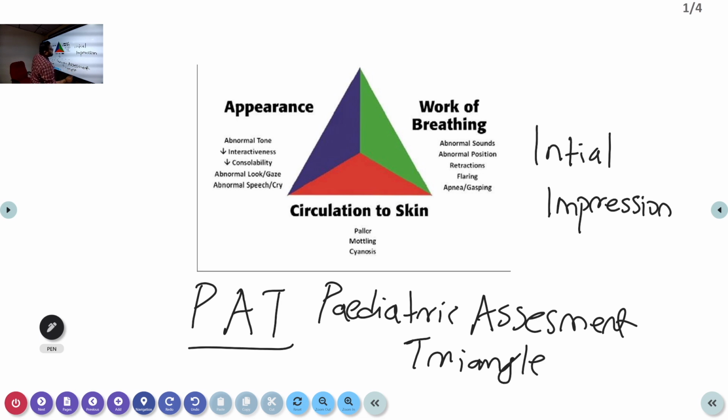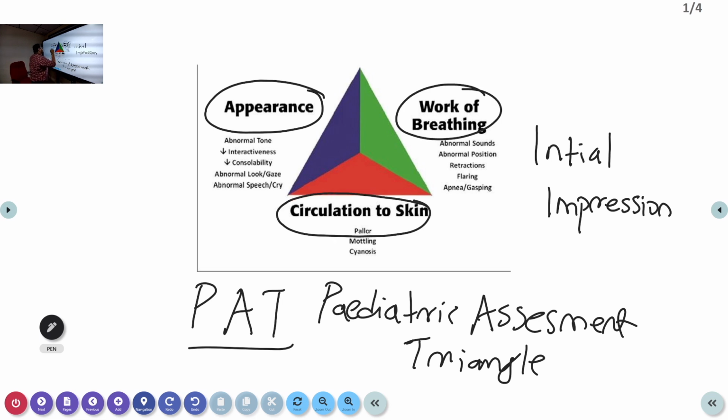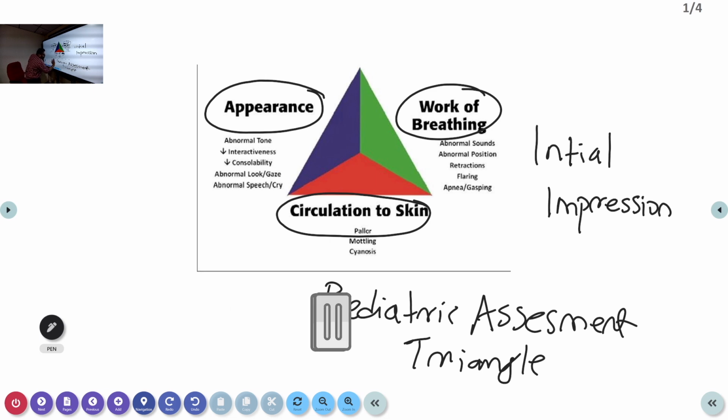As it's a triangle, it has three components. One is the appearance of the child. The second is the color of the child and the work of breathing. You can remember A for appearance, B for breathing pattern, and C for circulation to the skin. By looking at these, you will come to know whether the child is stable or abnormal. That is a quick evaluation that you can do. Let's see what components you need to assess, starting with the appearance of the child.